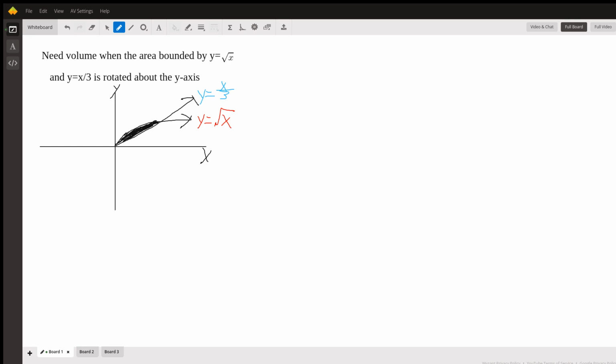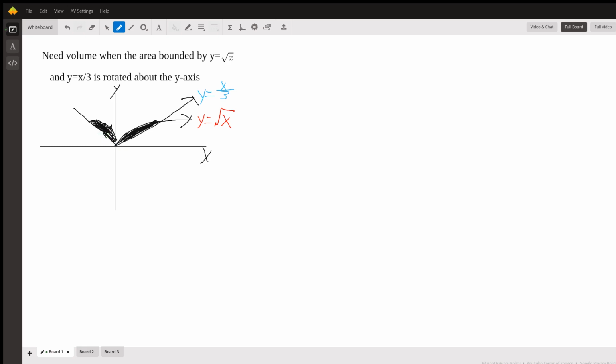So the key here is when we rotate this region about the y-axis. What's going to be the graph? Could have drawn it a little better, but I think you get it.